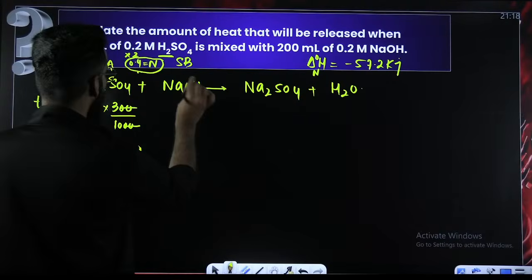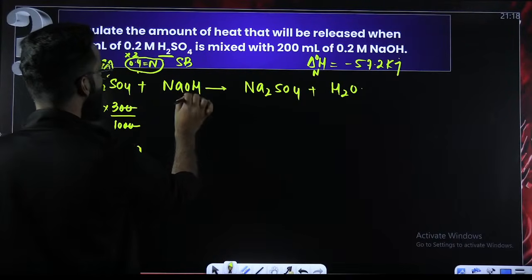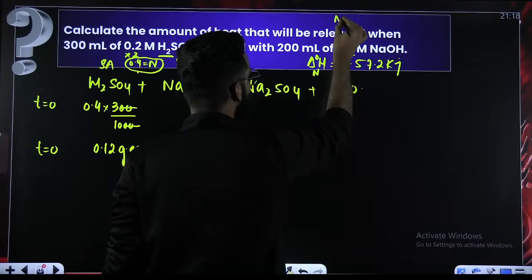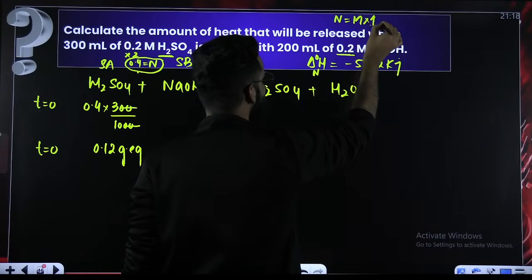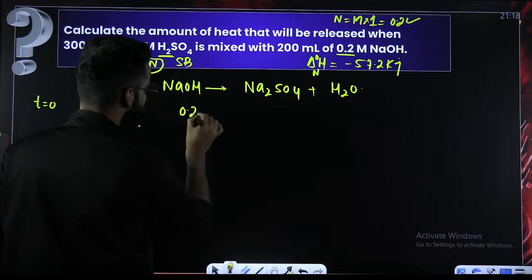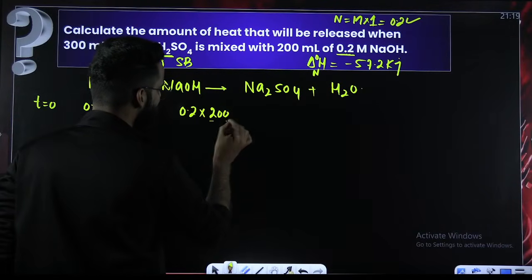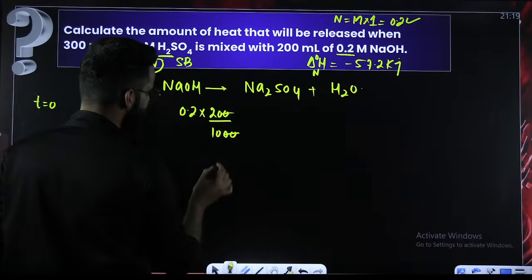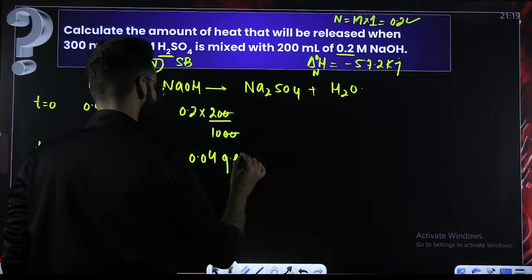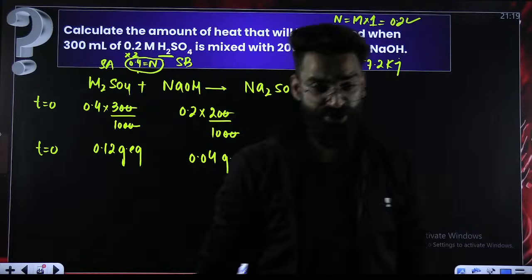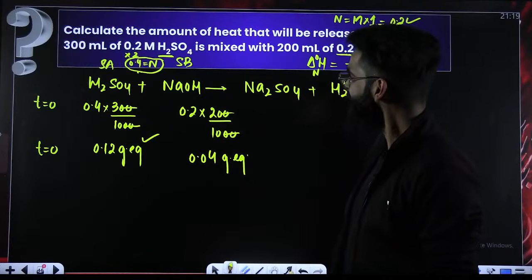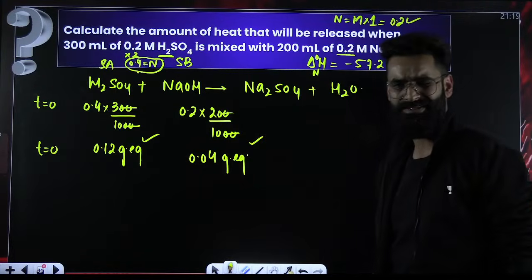Similarly, NaOH. How many gram equivalents of NaOH do we have? Since the N factor of NaOH is 1, its normality will be equal to molarity multiplied by N factor, so that will be 0.2 only. Volume is 200 ml, but make it in liters. So the zeros cancel. 0.4 divided by 10, 0.04 gram equivalents. So as per the question, initially we had 0.12 gram equivalents of acid and 0.04 gram equivalents of base.